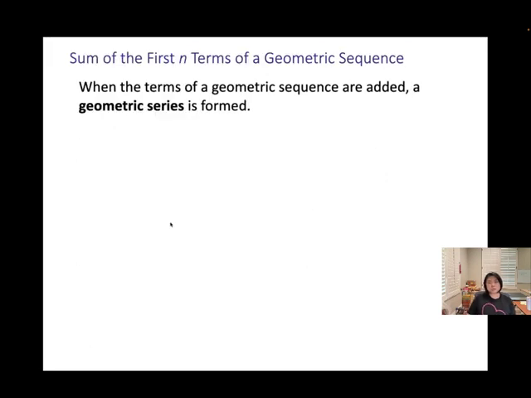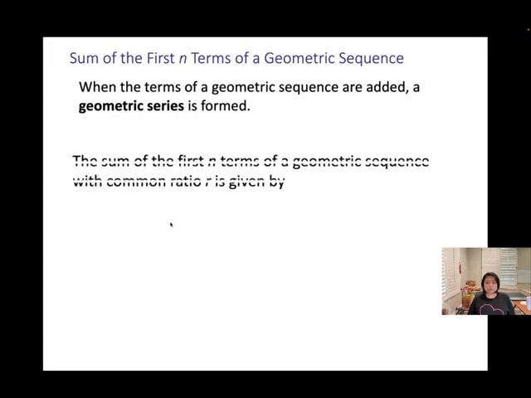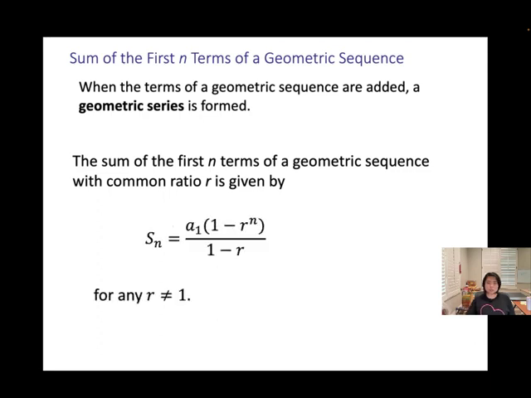When the terms of a geometric sequence are added, a geometric series is formed. Same idea, if we add up the geometric sequence, that will become a geometric series. The sum of the first n terms of a geometric sequence with common ratio r is given by the partial sum: the first term times 1 minus r to the power of n, divided by 1 minus r, given that r cannot be equal to 1. Highlight this partial sum formula.